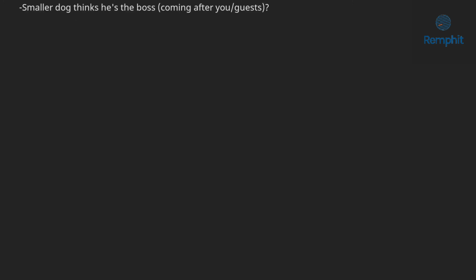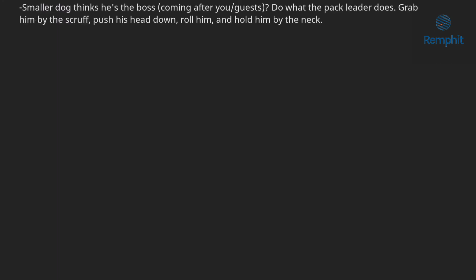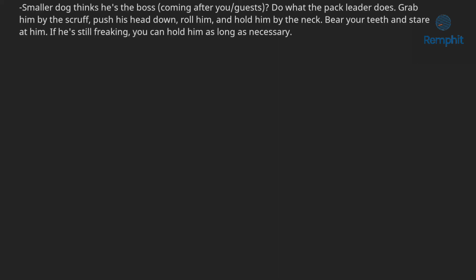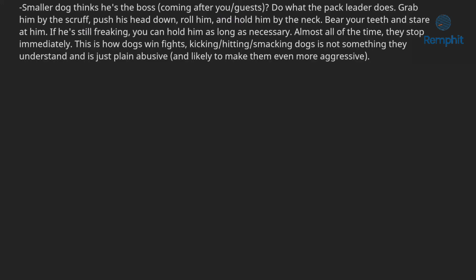Smaller dog thinks he's the boss, coming after you or guests. Do what the pack leader does. Grab him by the scruff, push his head down, roll him, and hold him by the neck. Bare your teeth and stare at him. If he's still freaking out, you can hold him as long as necessary. Almost all of the time, they stop immediately. This is how dogs win fights.